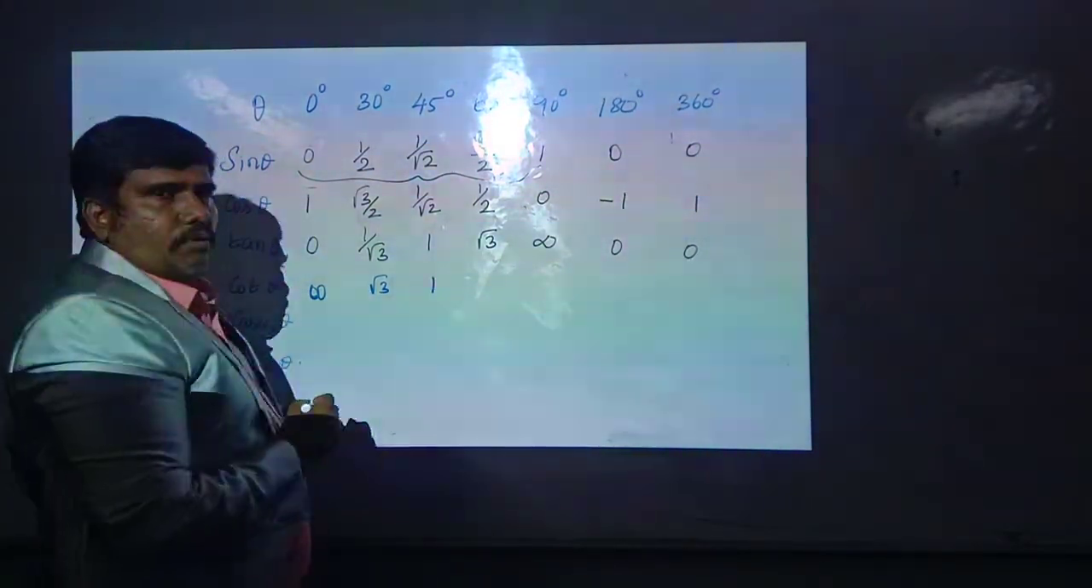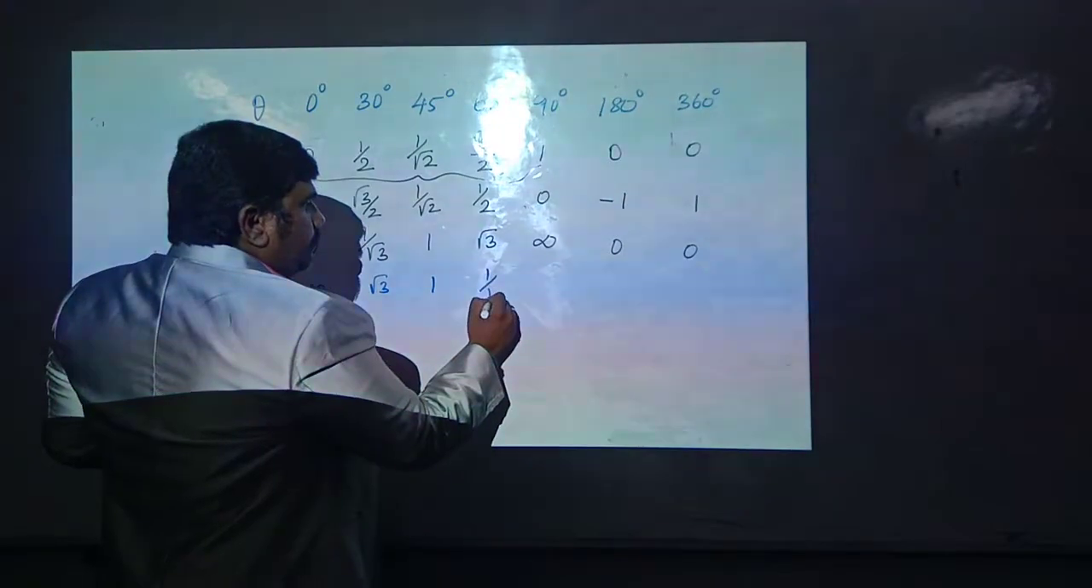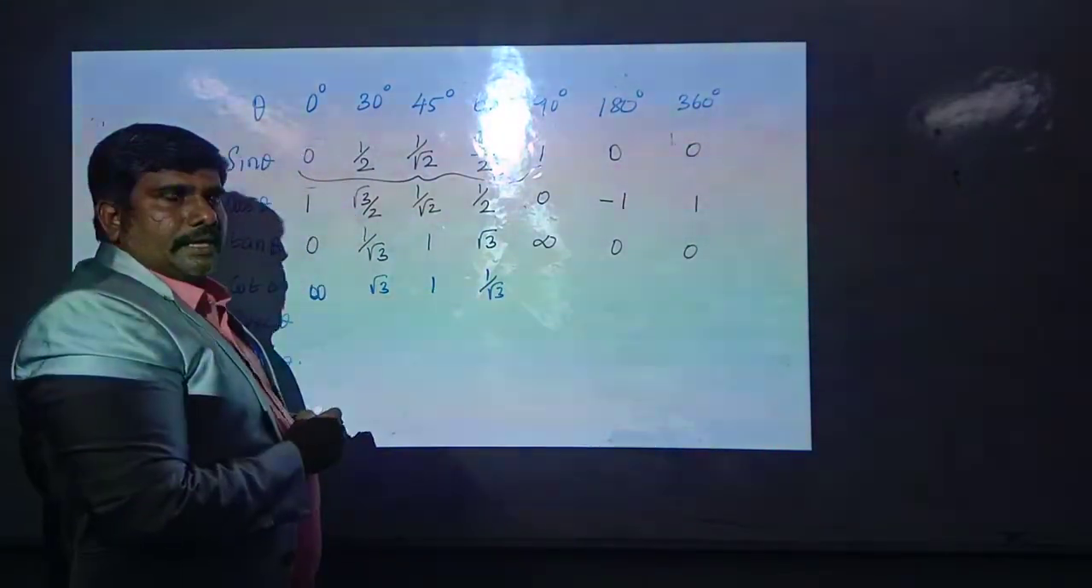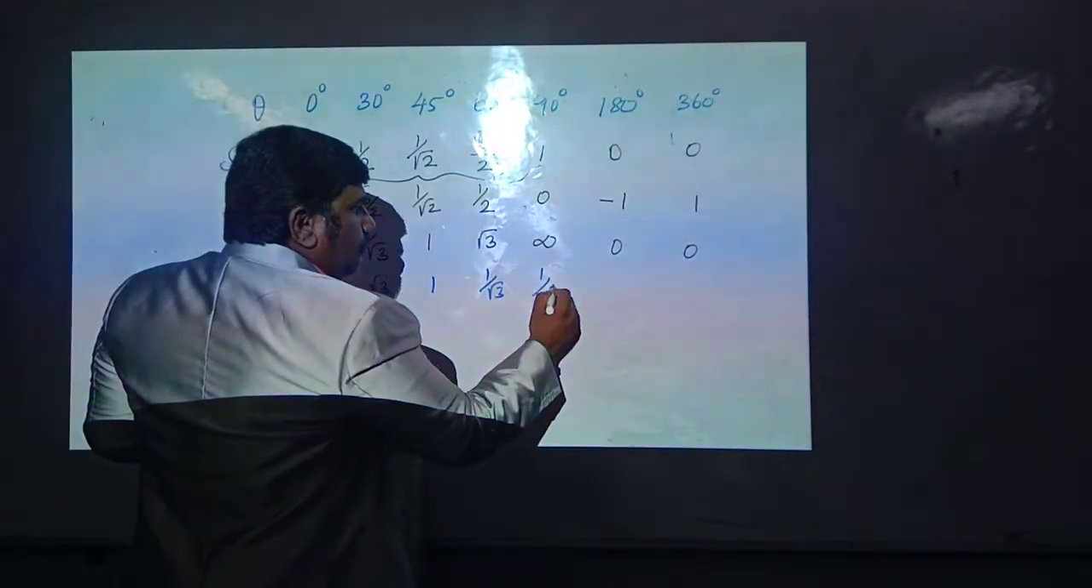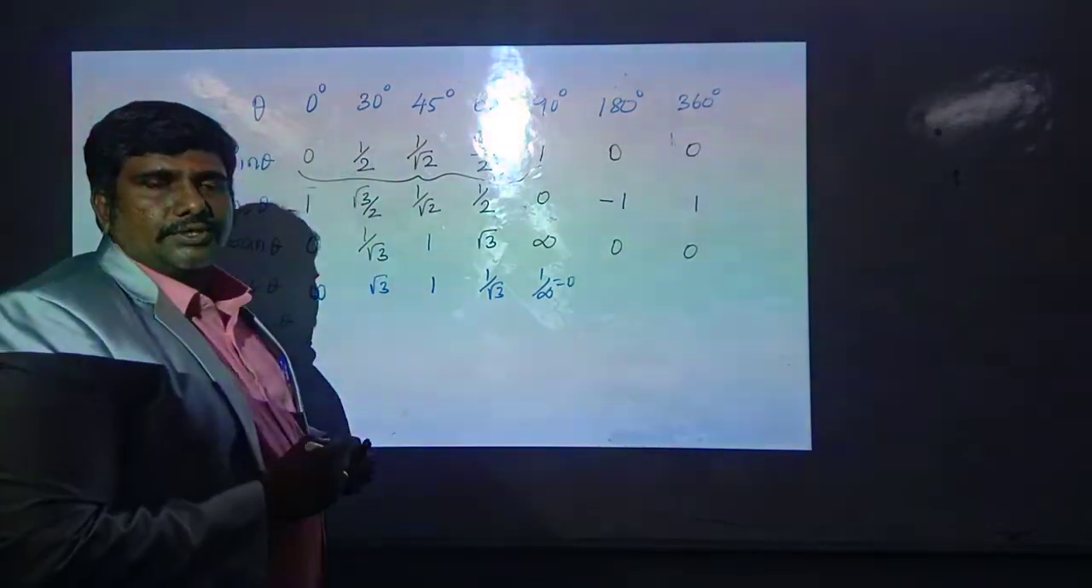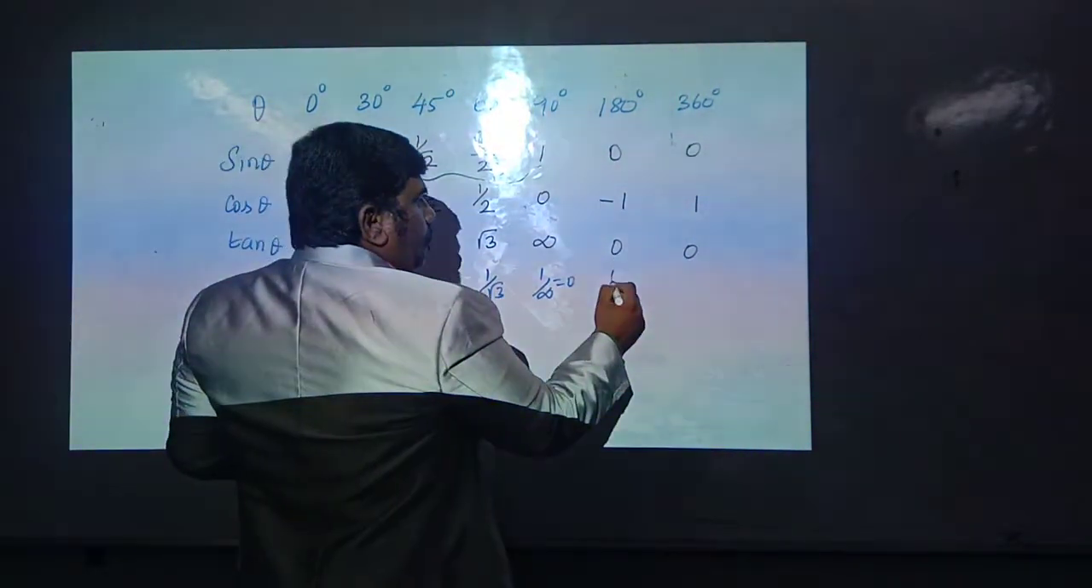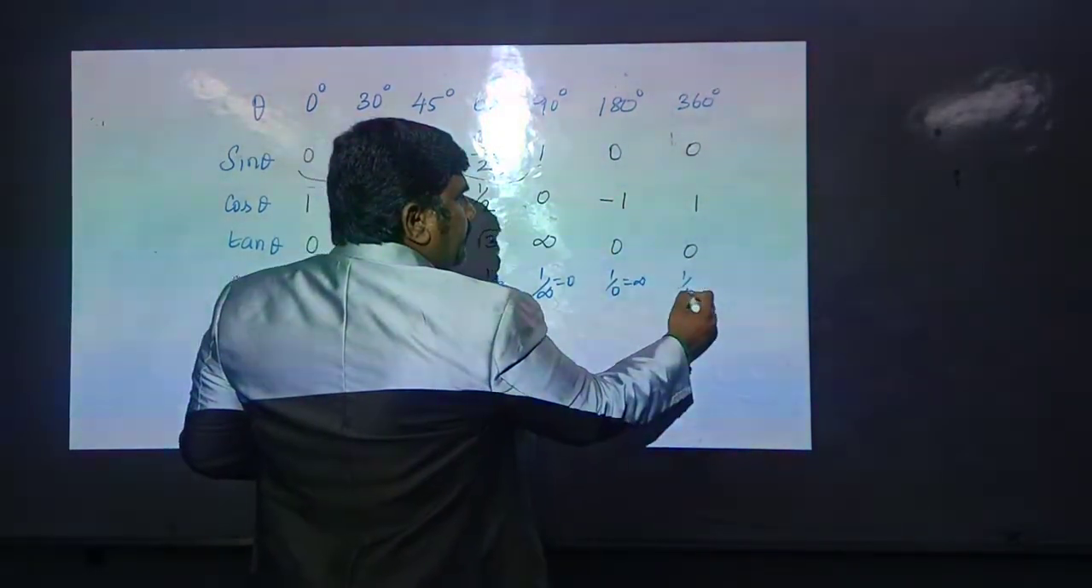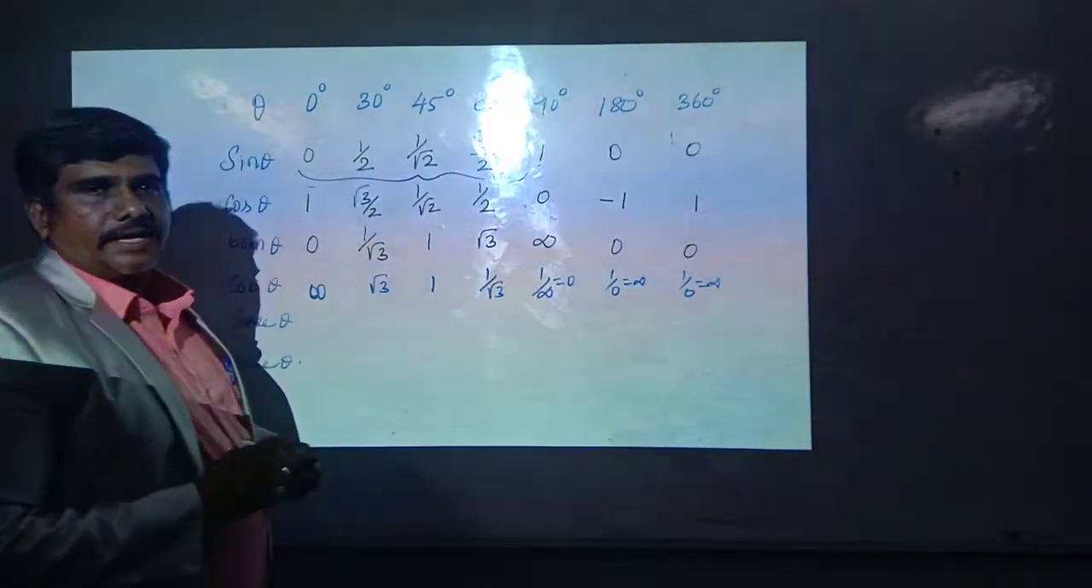Again the reciprocal of 1 is 1. Reciprocal of root 3 is 1 by root 3. Again, if you find the reciprocal of infinity, it becomes 0. Then 1 by 0, that becomes infinity. Here also 1 by 0, it becomes infinity.